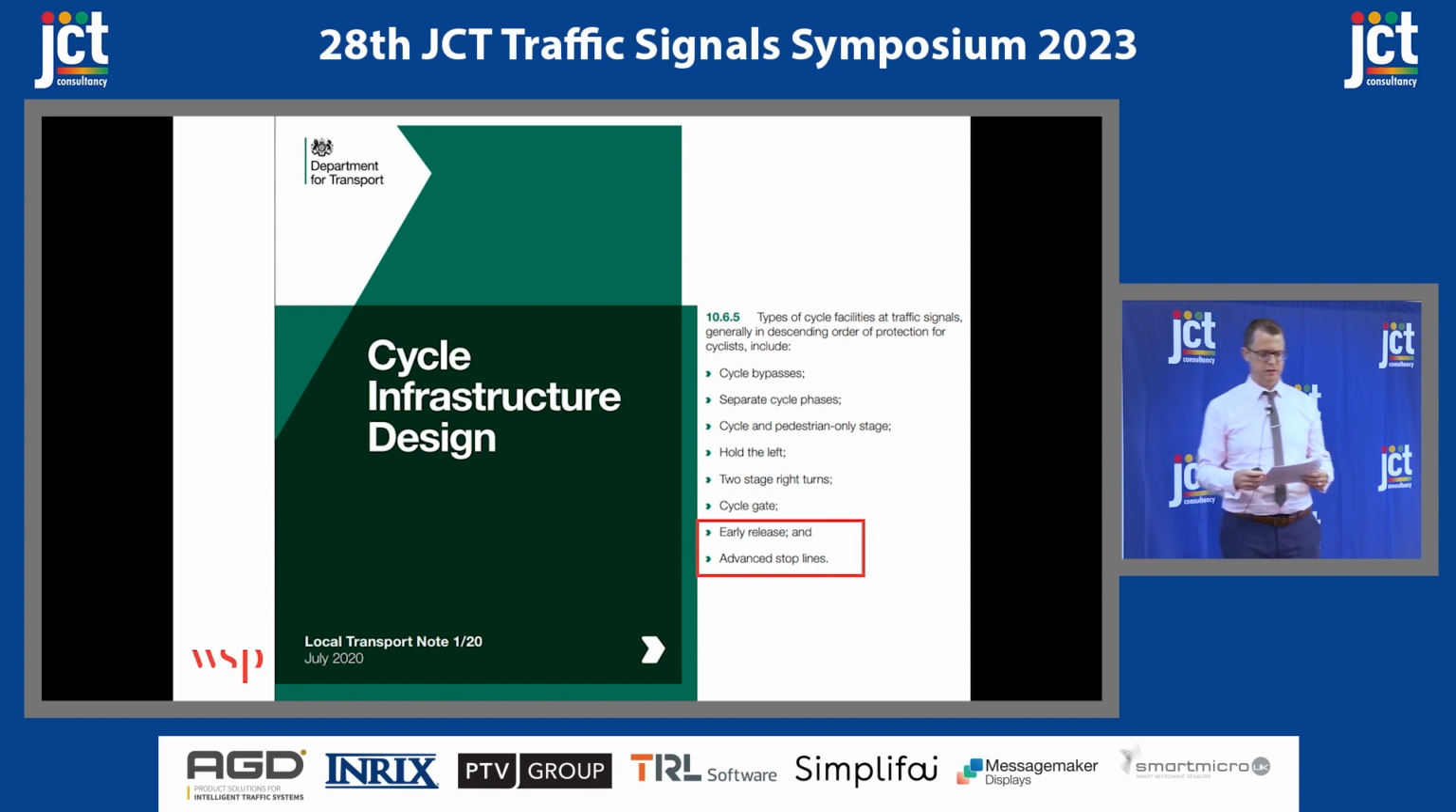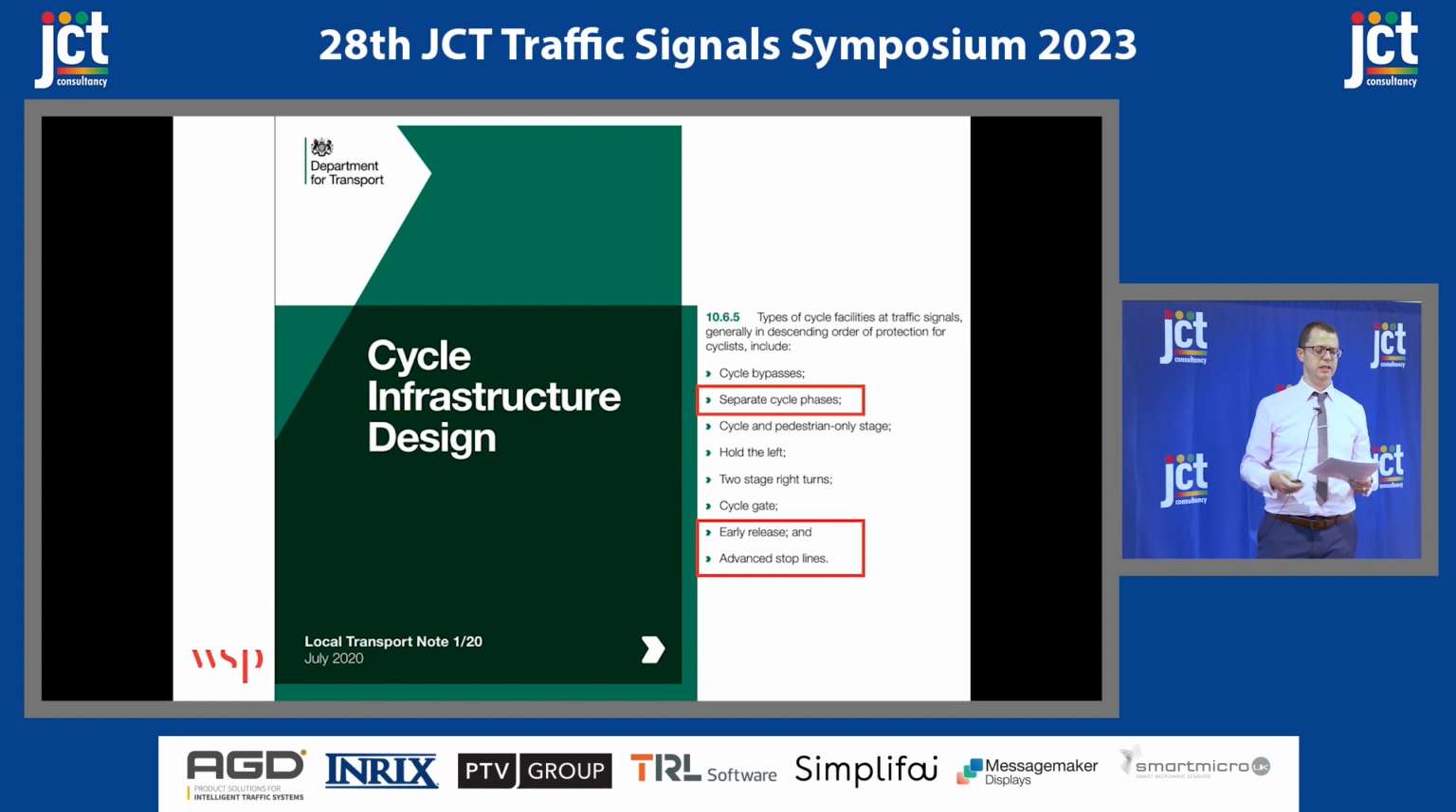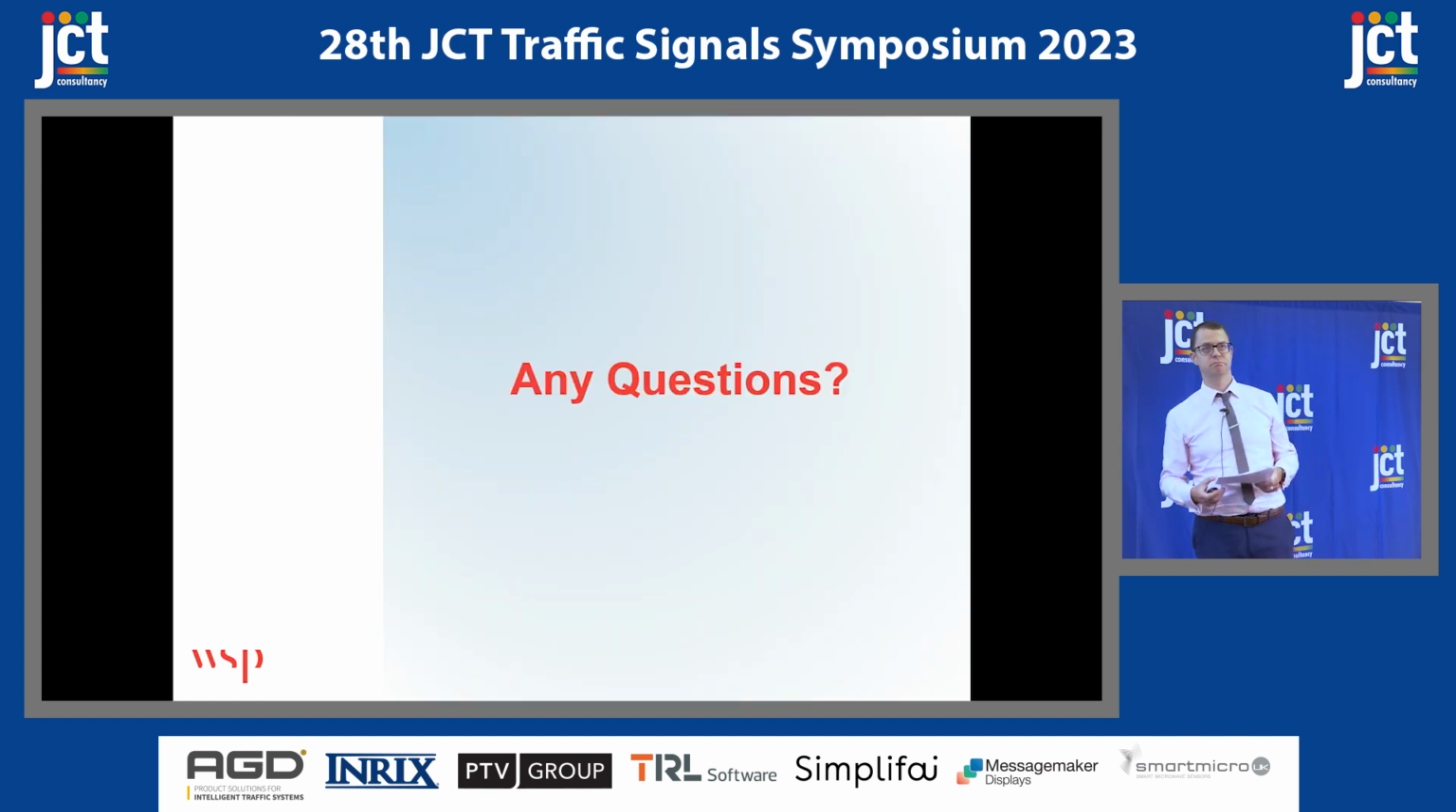We also know these options are not mutually exclusive. Early releases are nearly always combined with ASLs. All this idea really does is combine three of them. Going back to the title, when is a cycle gate not a cycle gate? Well, it's when it's actually a combination of advanced cycle stop line, early release, and separate cycle phase. Thank you.